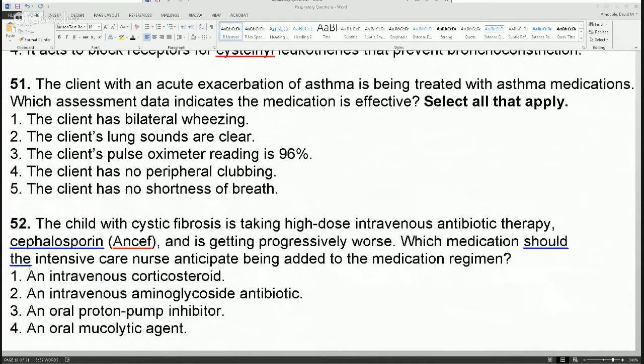Okay. Client with an acute exacerbation of asthma is being treated with asthma medications. Which assessment data indicates the medication is effective? Select all that apply. 2, 3, 4, and 5. 2, 3, and 5. Clubbing does not occur with clients diagnosed with asthma. It occurs with chronic hypoxia with COPD. Okay. All right, Aaron, another one.